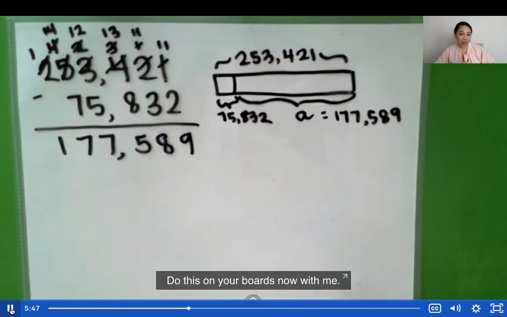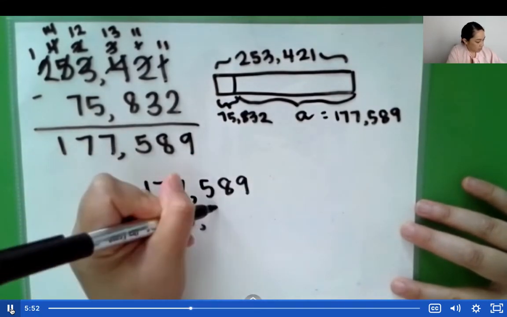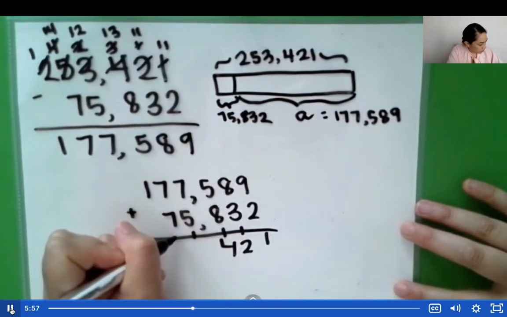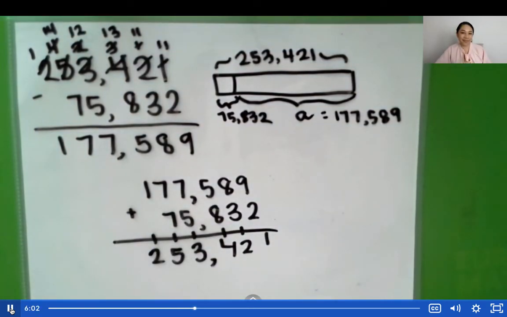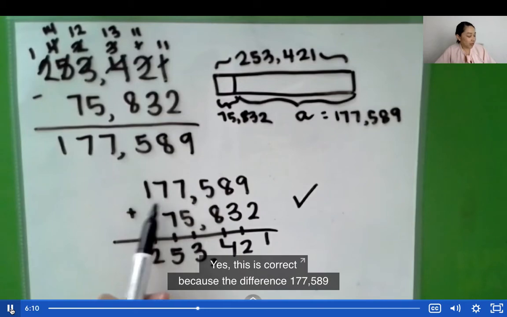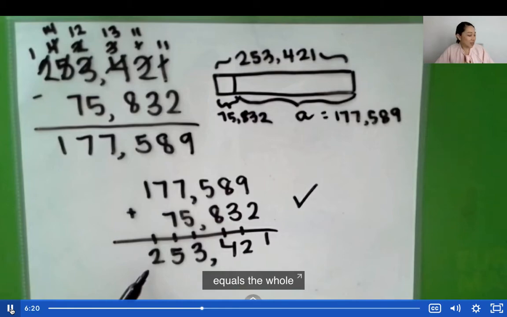Do this on your boards now with me. Is our answer correct? Yes, this is correct because the difference, 177,589, plus the known part, 75,832, equals the whole, 253,421.